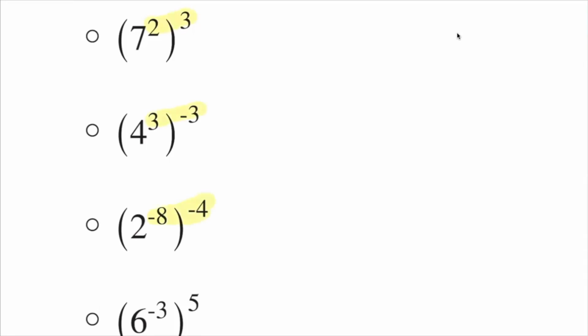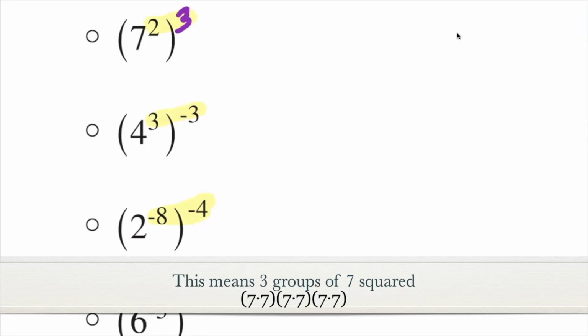But let's take note of one other structural pattern going on here. Notice that this exponent here, it's up high. There's a parentheses, but both of these exponents are up high. The base is down low, exponent's up high.